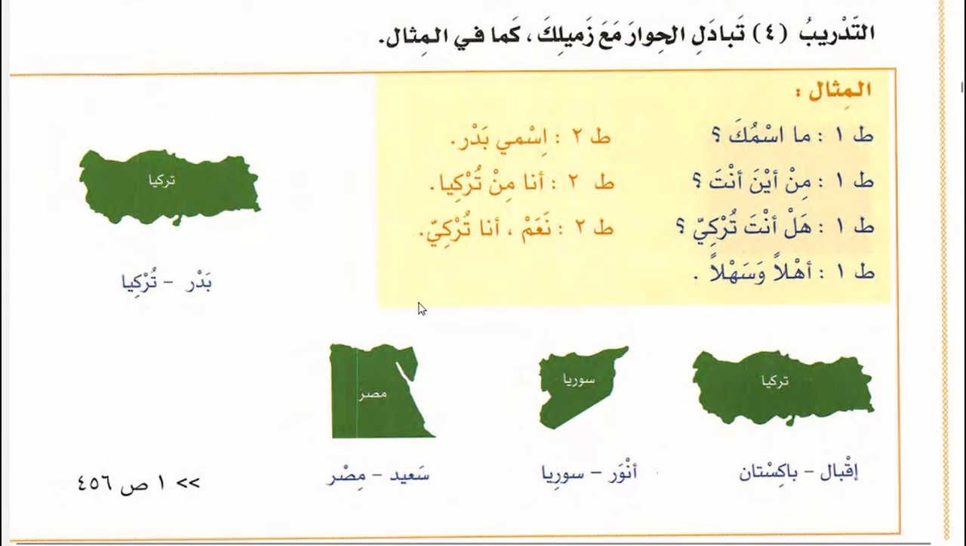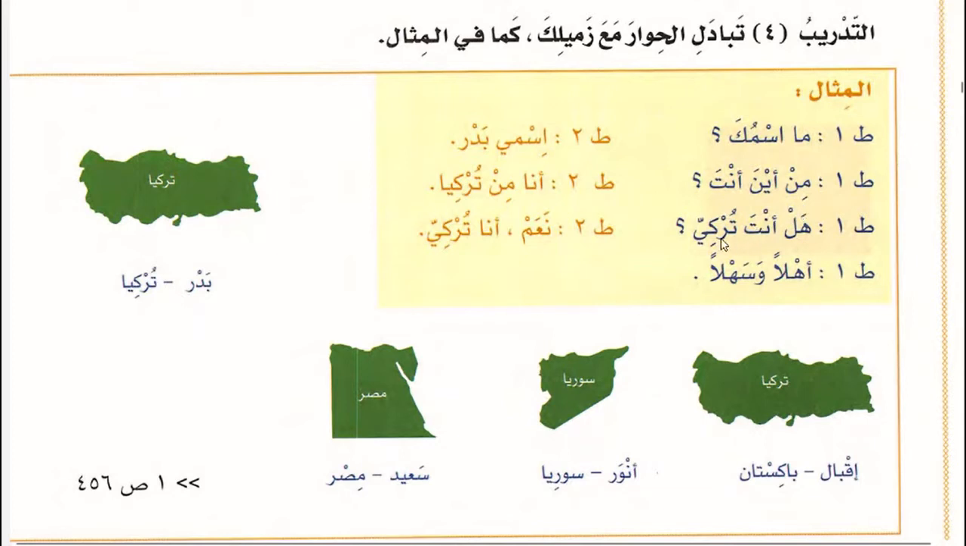Again, let's suppose you are meeting a man whose name is Badr and he is from Turkey. So you will ask him, Masmuka, what is your name? He will reply, Ismi Badr, my name is Badr. Then you will ask him, Min aina anta, where are you from? He will say, Ana min Turkiya, I am from Turkey.